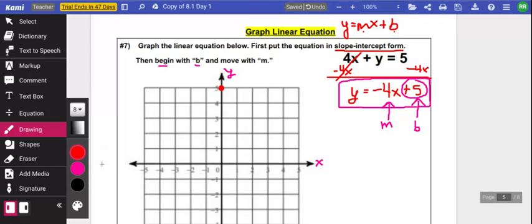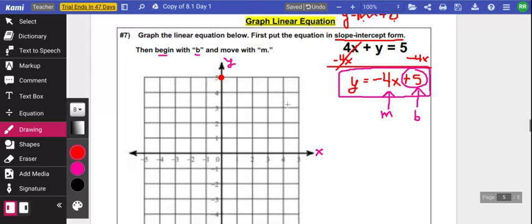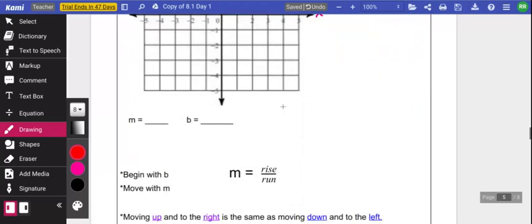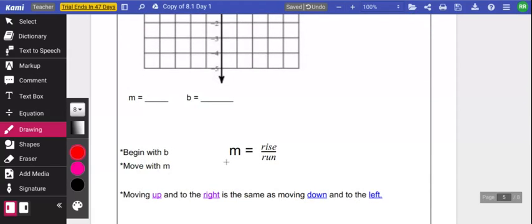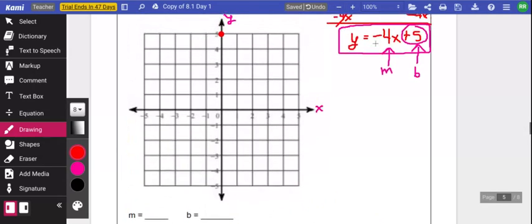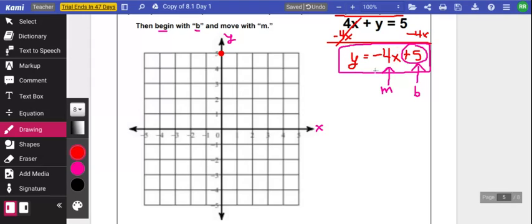Okay. Now, after I begin with B, I need to move with M. Now, when I move, if you scroll down a little bit, I have a move here. After we begin with B, we move with M. M, which is slope, right, tells us rise over run. And so this slope right here, which is negative 4, let me write that as a fraction. So what would negative 4 be as a fraction? It would be negative 4 over what? Negative 4 over 1, right?